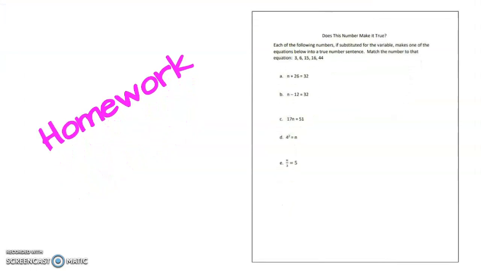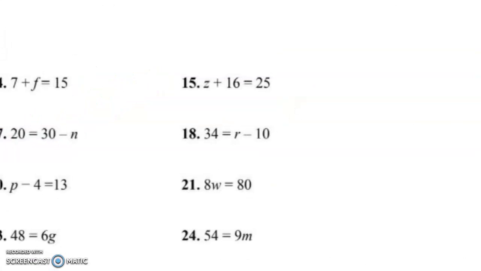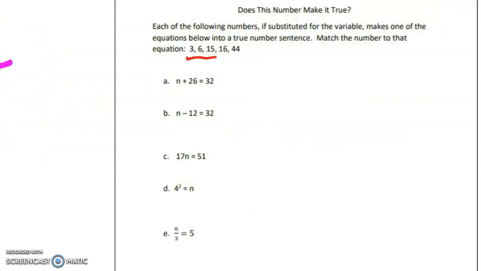All right, now that you've done the practice page, you can hold on to that till I get back. But I want to talk about the homework. The homework says, and please pass one out to everybody, does this number make it true? Each of the following numbers, if substituted for the variable, makes one of the equations below into a true number sentence. Match the number to that equation. So these are the numbers right here. Let me zoom in a little more. These are the numbers, and there's 5 of them, and you have 5 equations here, and you have to figure out which number goes where to make it true. So it's going to be a lot like our practice page.